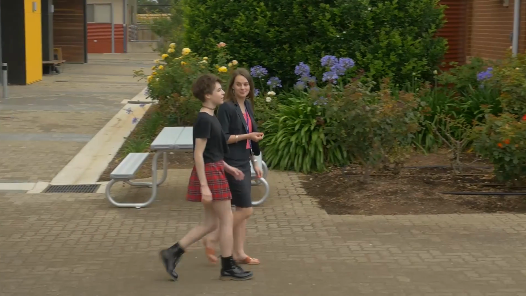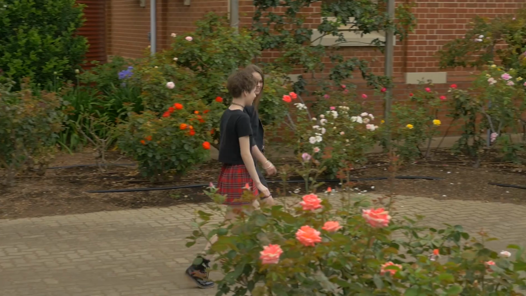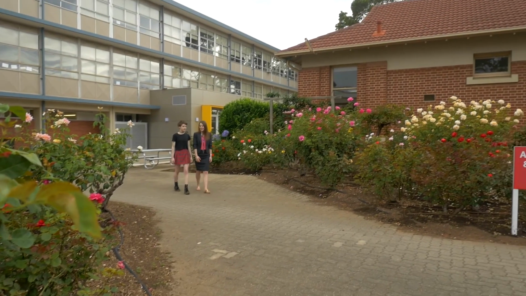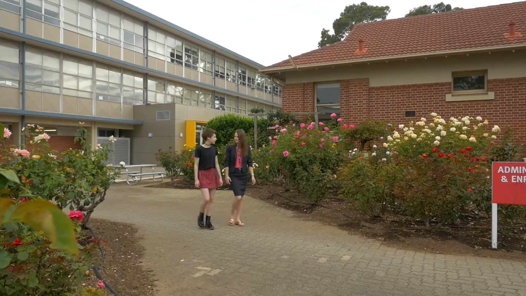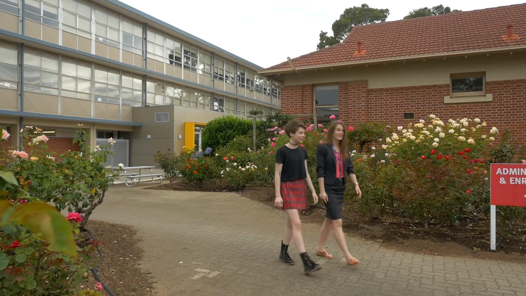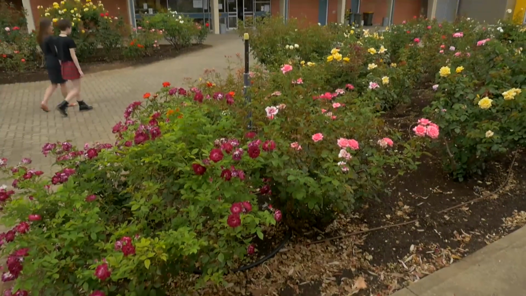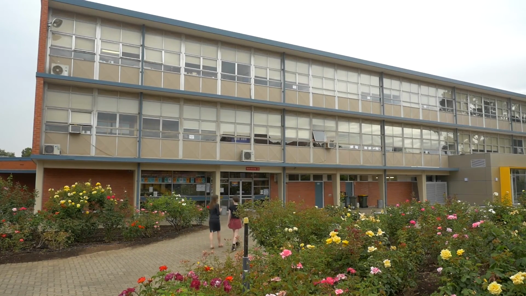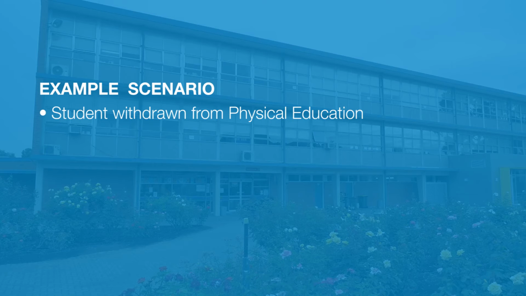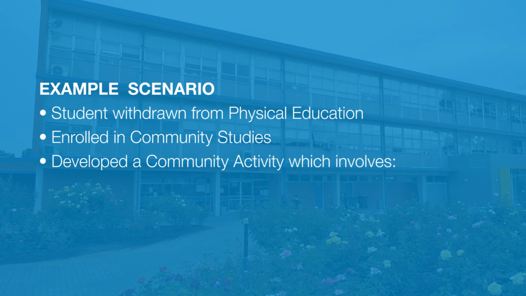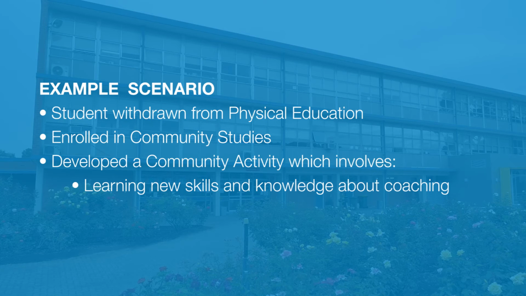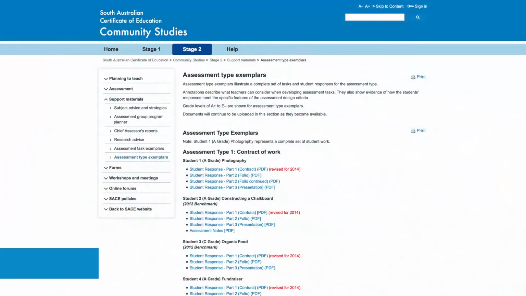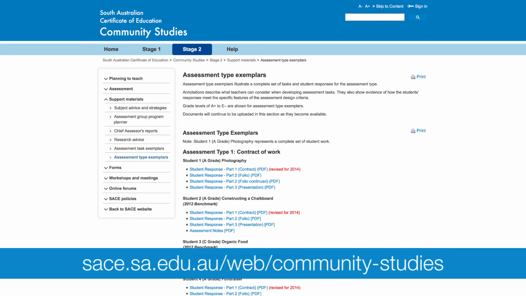Quality management systems in schools ensure that every year teachers monitor student progress to identify students at risk of not being successful in one of their subjects. After interviews and discussion with the student concerned, sometimes it is deemed necessary to withdraw the student from the subject. In these circumstances, it may be appropriate to enrol them in community studies. In this way, they will be able to use the learning from that subject as long as it is linked with the community activity. For example, a student may be withdrawn from physical education, enrolled in community studies, and develop a community activity which involves learning new skills and knowledge about coaching and applying these skills to coaching a junior basketball team.